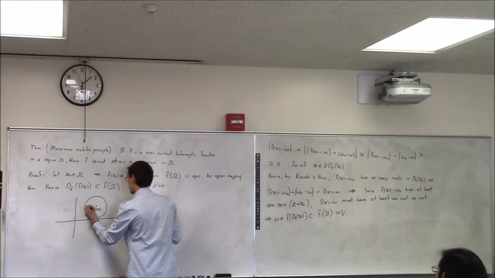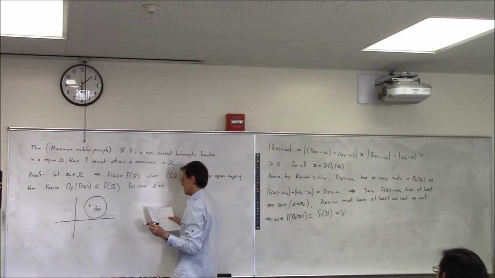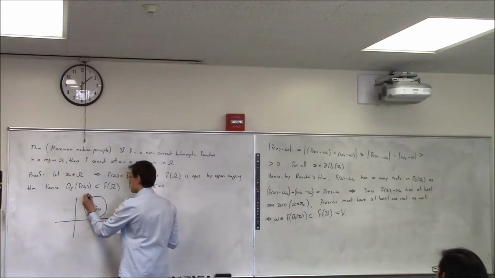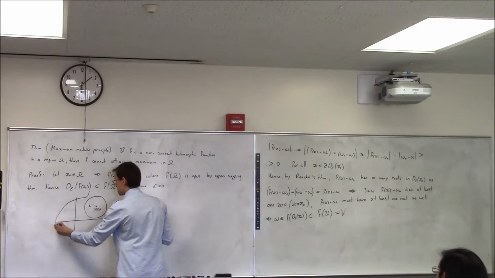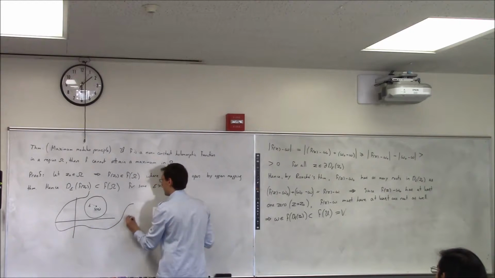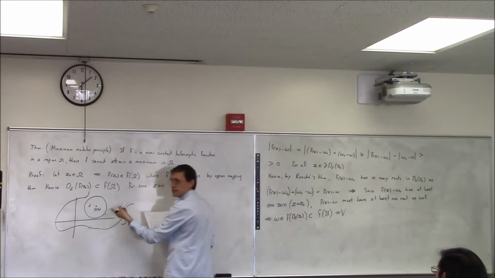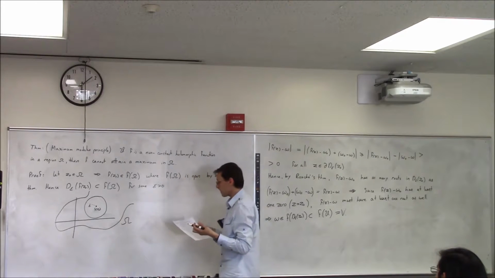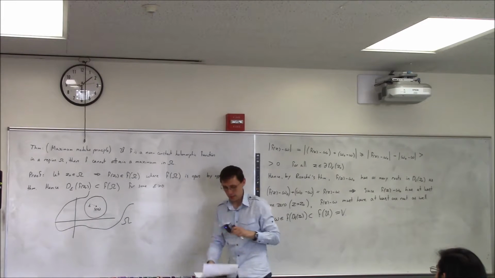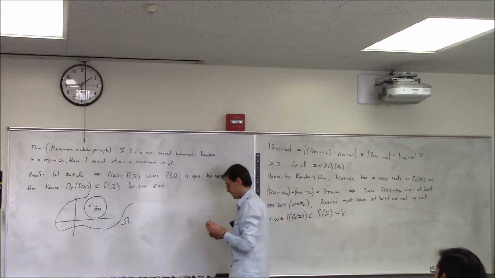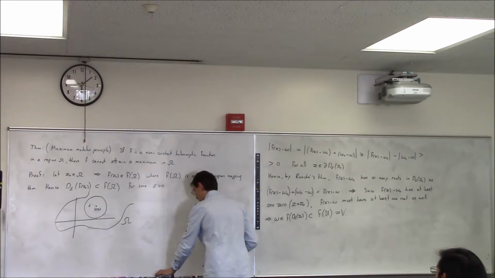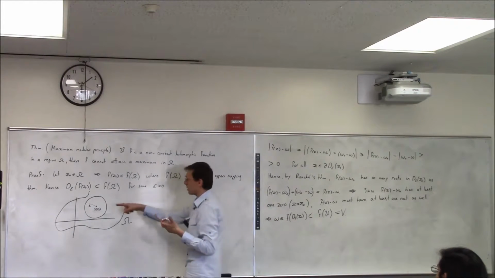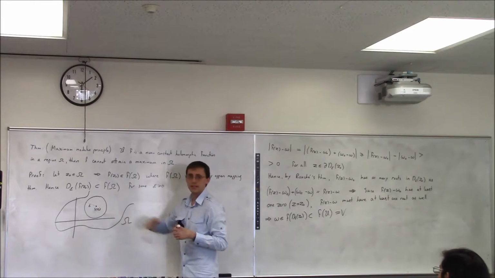This is radius epsilon, right? And this is the region omega, right? So I found this open ball inside. Now I'm going to show, just by drawing, that this cannot possibly be the maximum, right?